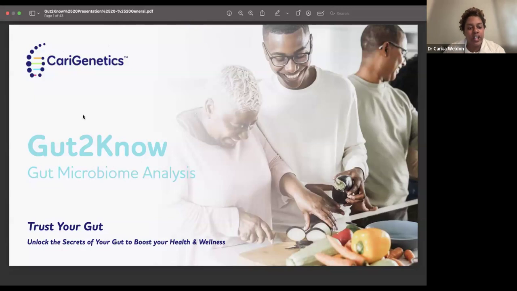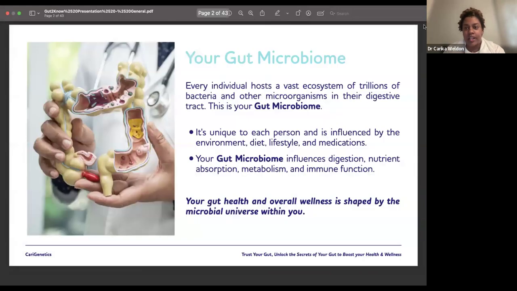Okay, so Gut to Know is our gut microbiome analysis kit. And as was so beautifully articulated by my co-presenter, we all know a lot more about the gut microbiome than before we came here. Just to re-emphasize, it is very personal to you. Everyone hosts their own ecosystem of trillions of bacteria and other microbes that makes up your own personal gut microbiome. Again, it's very unique.